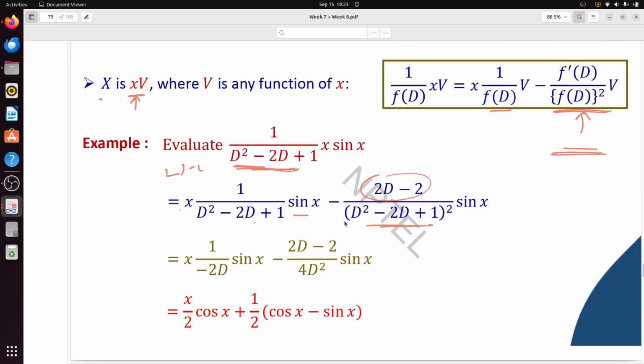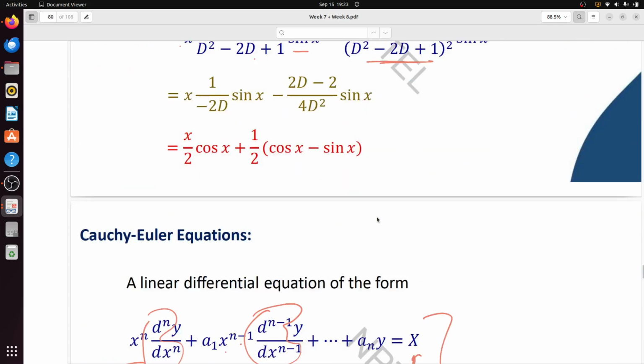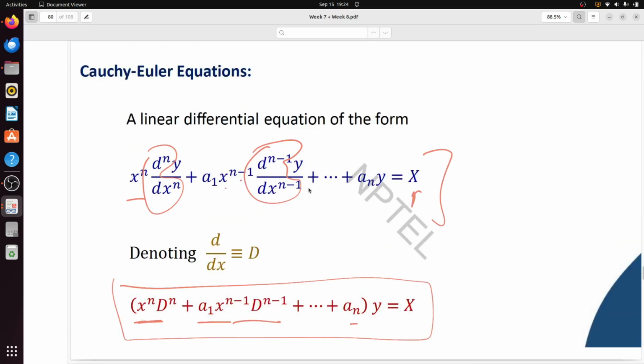See, this is actually the answer. Got it? Next we will discuss the Euler-Cauchy type differential equation. So what is called Euler-Cauchy type differential equation?